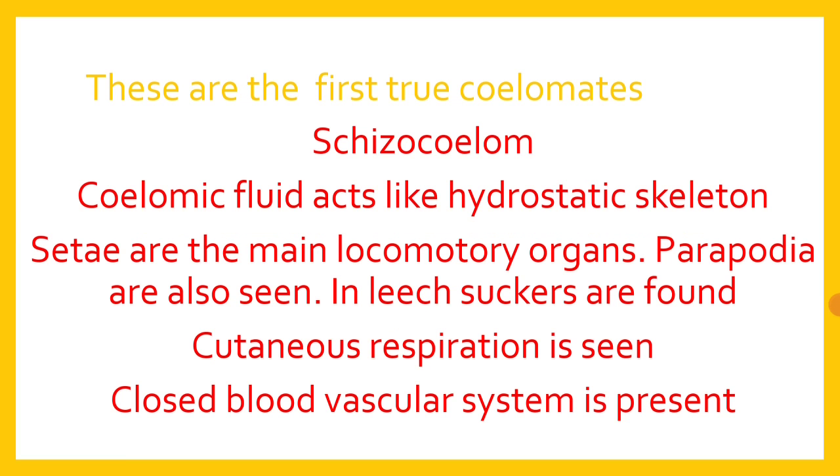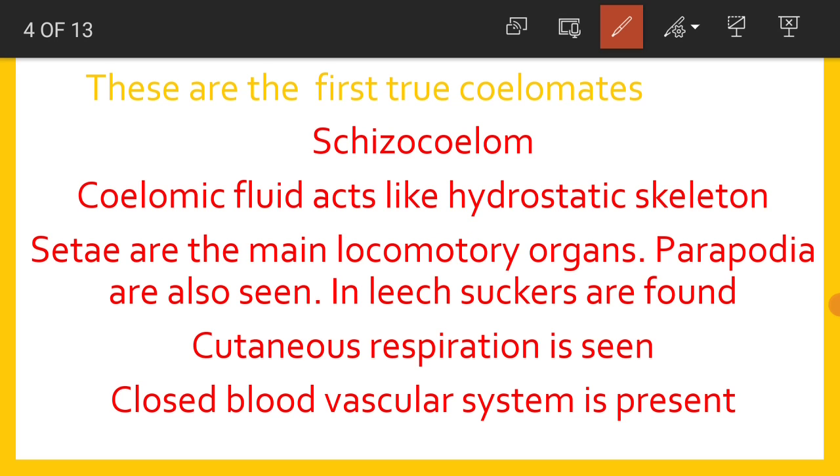Coming to the coelom, annelids are the first true coelomates. I told that true coelom is the coelom that is surrounded by the mesoderm. In annelids, the coelom is formed by splitting up of mesoderm. Hence, this is also known as schizocoelom. Coelomic fluid acts like a hydrostatic skeleton.